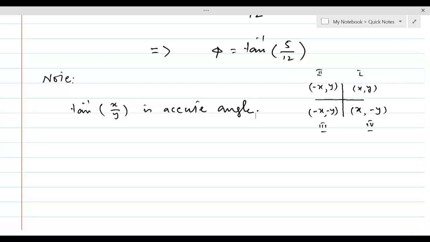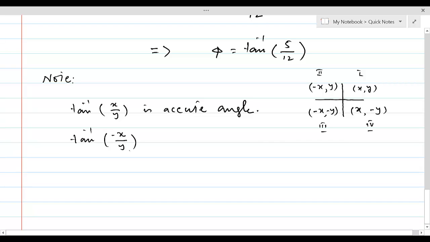But if x is negative, like tan inverse x is negative, y is positive, it means the angle is in the second quadrant, and in that case you can write it as pi minus tan inverse x over y, because this is telling us that this angle belongs to the second quadrant, and for second quadrant we always should subtract the angle from pi.